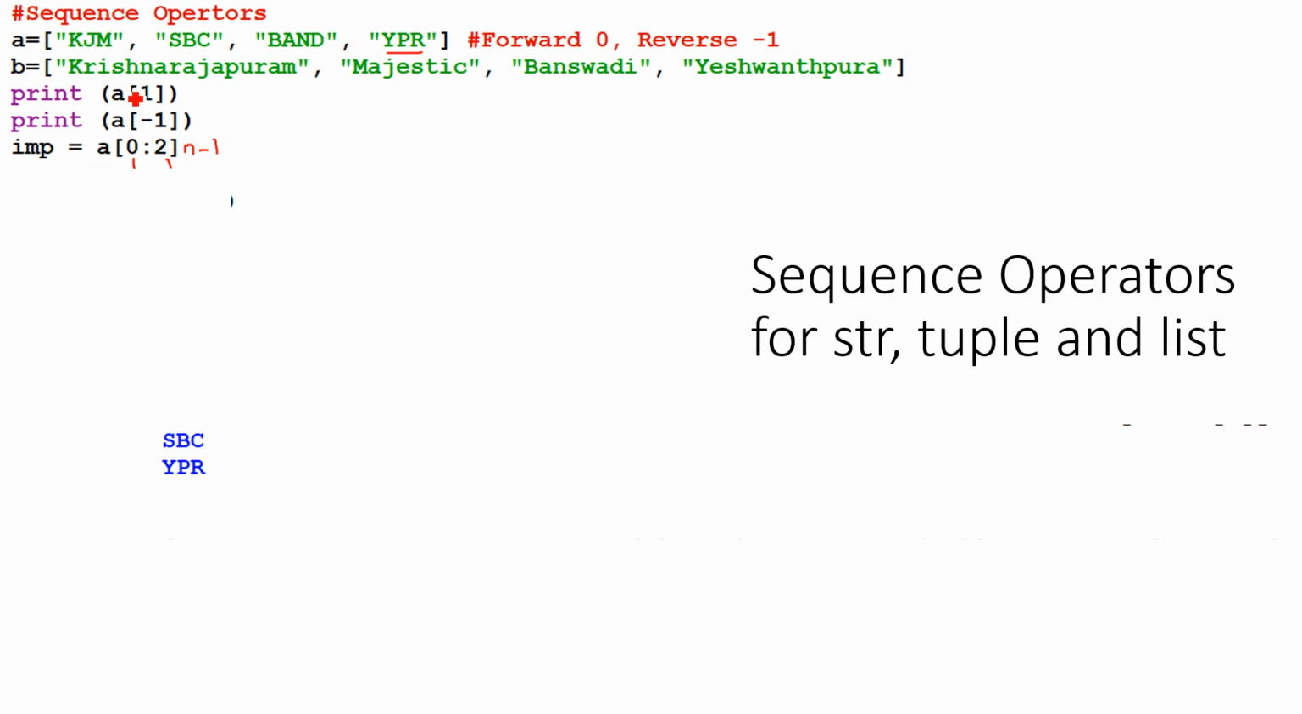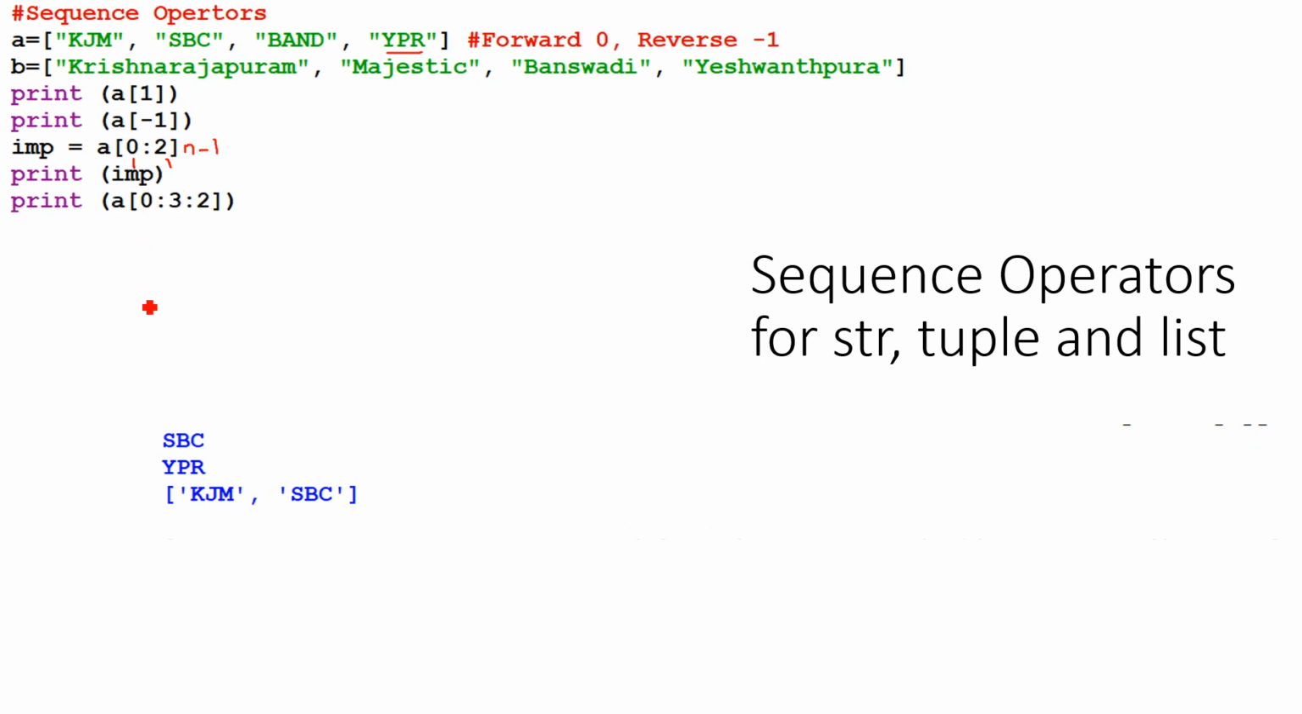Now if you look at the A list, the index values are 0, 1, 2 and 3. Now how far are we going? We are going from 0 to 2. So 0 to 2 means it will go only up to 1. So what will be the content of the IMP list? It's going to be KJM and SBC, which is derived from the A list. So when you print it, we will be able to see the KJM and SBC list.